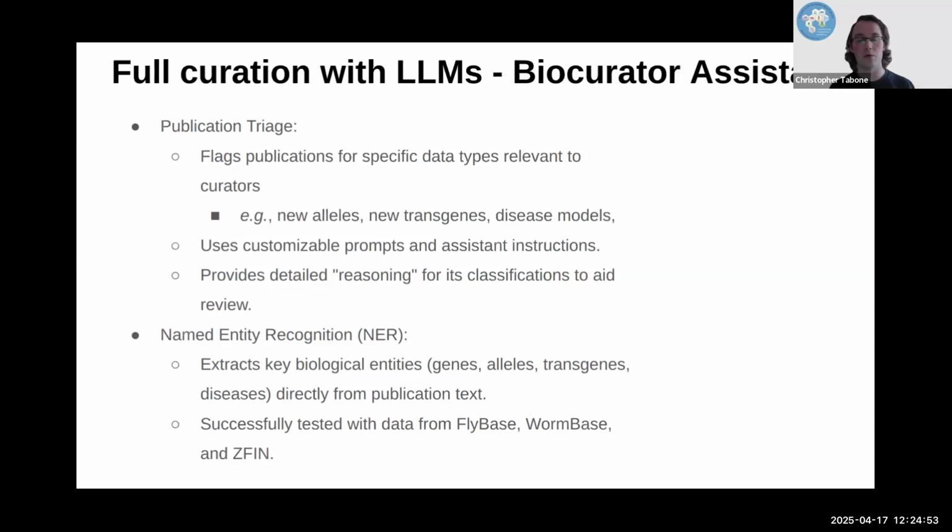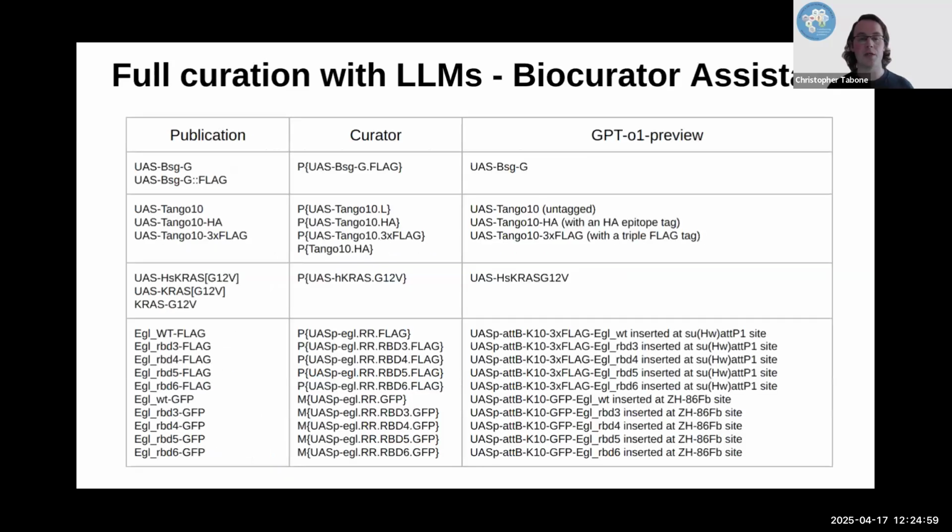Just to give a quick example of what the extracted data looks like: in the left column is the names of things as written in a publication. The middle column is, since this is a Flybase paper, how a curator at Flybase would classify these things. And on the right is O1 Preview, which is actually an older model now because new models are coming out all the time, but this is what it was able to extract from the paper.